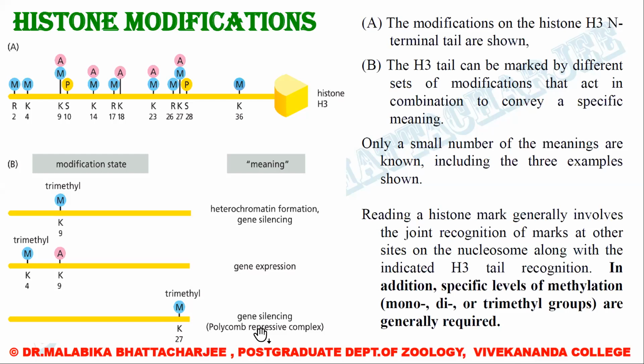You can see this is a repressive complex found in Drosophila, and these are the variants of the same histone molecule. These histone 3 variants are shown here. Same histone 3 modified in 3 different ways, giving 3 output signals.